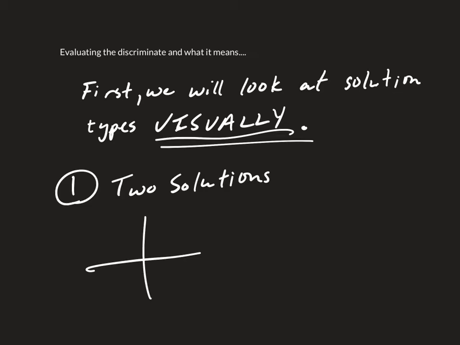Your first type of solution for a quadratic equation can have two solutions. And as you can see, the blue parabola intersects the x-axis 2 times. So the first intersection represents solution number 1, and the second one will be your solution number 2.